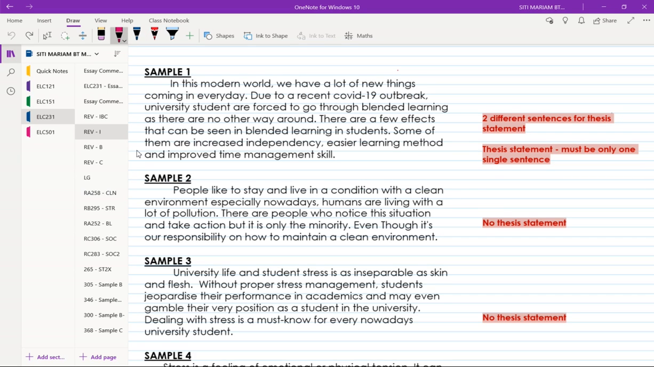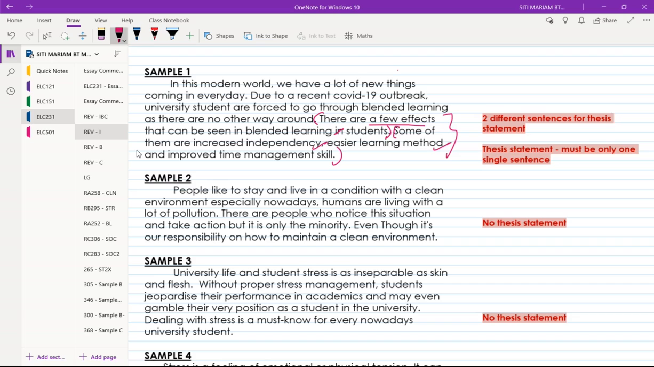So over here, if you take a look, this sentence, there are a few effects that can be seen in the blended learning in two students actually. So this sounds like a general thesis statement. However, there is another sentence here. Some of them are increased independency, increased learning method, and improved time management skill, which also serves as a thesis statement, a specific one. So if I were the author, I will choose only one. Okay, so probably the general thesis statement. So remember, there should be only one.